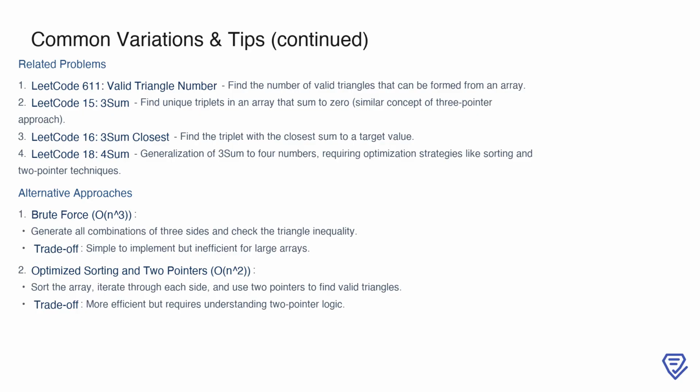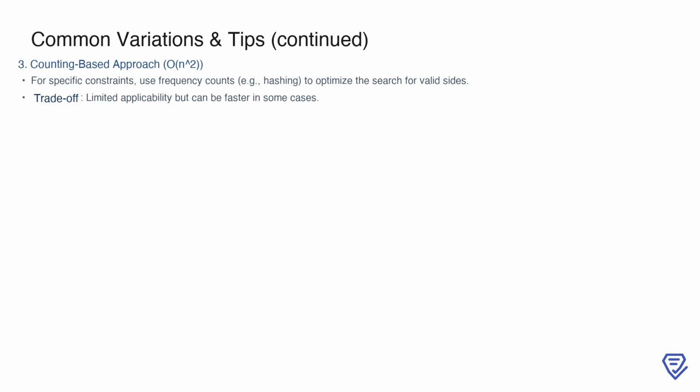Regarding approaches, while brute force implementations with O(n cubed) complexity are straightforward, they are inefficient for larger arrays. Optimized sorting combined with two pointers is significantly faster and more practical, though it does require a solid grasp of the two-pointer logic. Another alternative to consider is the counting-based approach, which also achieves an O(n squared) complexity under certain constraints. This technique leverages frequency counts, often implemented using a hash map, to optimize the search for valid side lengths.